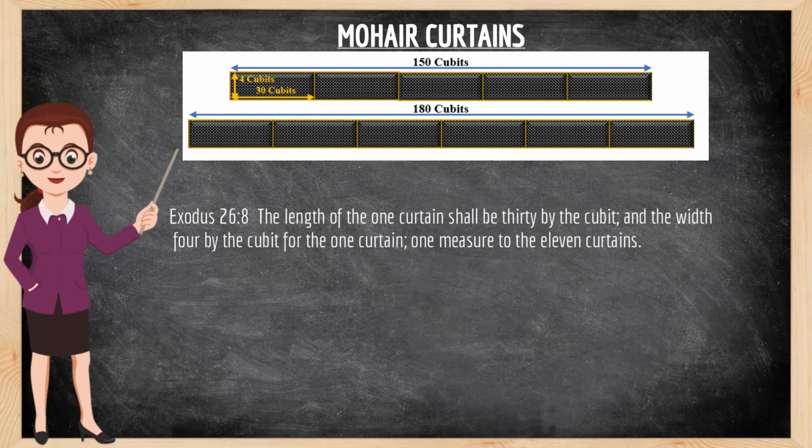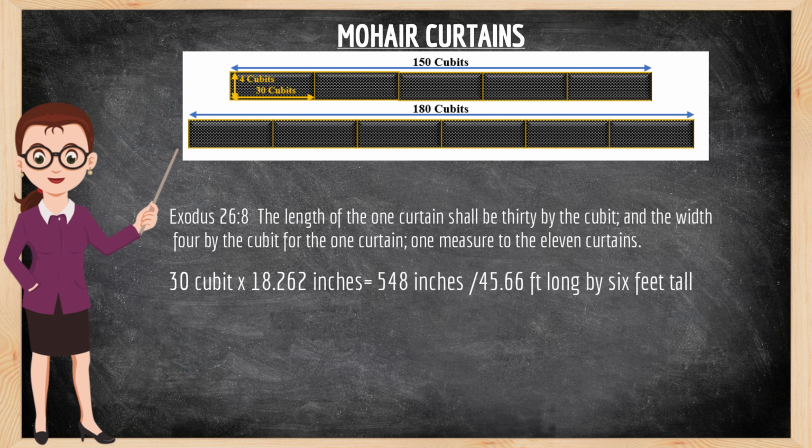Exodus 26:8. And the length of one curtain shall be 30 by the cubit, and the width 4 by the cubit, for one curtain, one measure to the 11 curtains. So basically, all 11 curtain panels are going to be 30 by 4.